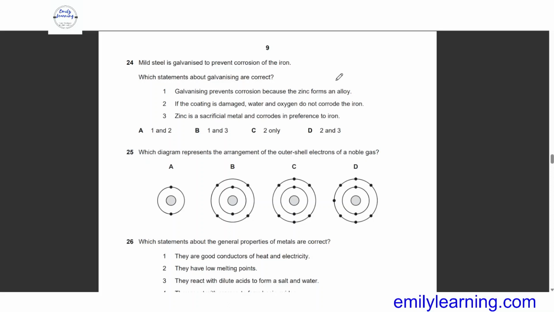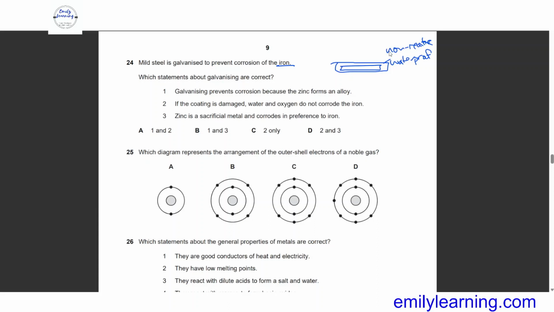If you want to protect iron from corrosion or rusting, there are two ways. One way is to coat it with something that is non-reactive or waterproof so that it will protect the iron that is hidden beneath it. So one method is to coat it completely with something non-reactive or waterproof. This layer acts like a waterproof layer to protect the iron from oxygen and water so that it doesn't rust.